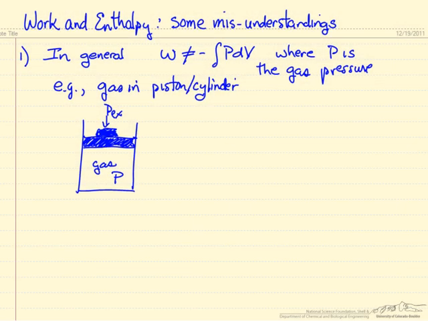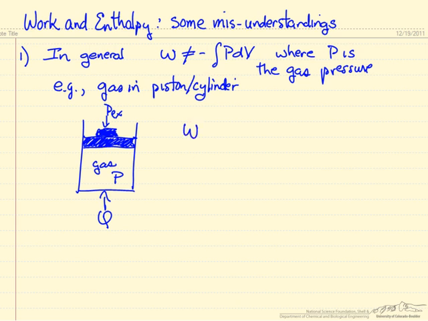Discuss a few areas here related to work and enthalpy that appear to be confusing. The first is the idea that work is minus the integral of pressure times dV, where the pressure is the gas. So we have a piston and cylinder system, gas at pressure P. We have some external pressure. And for example, the gas expands because, say, we add heat and we get some work out of the system.